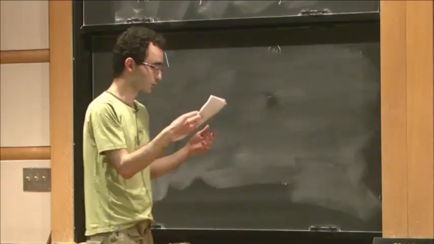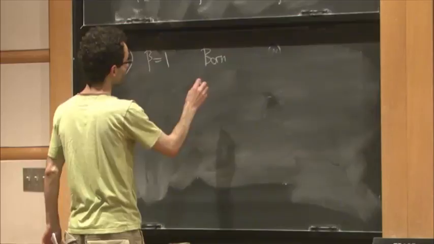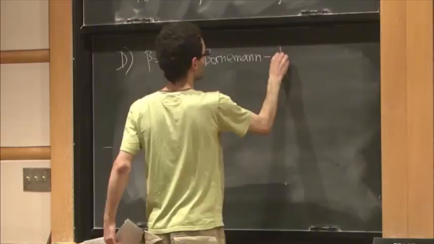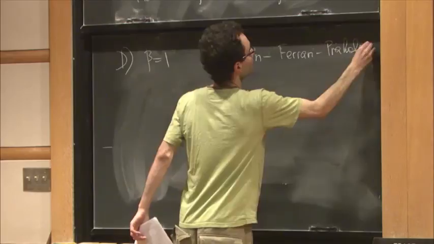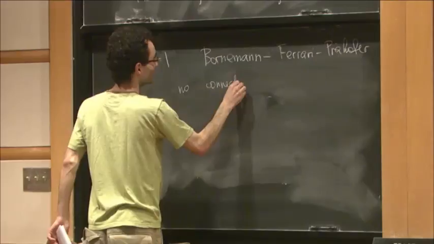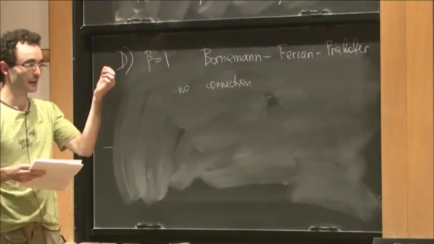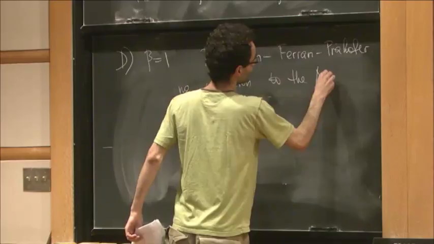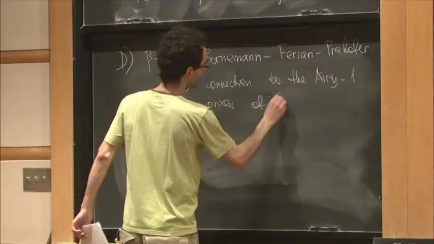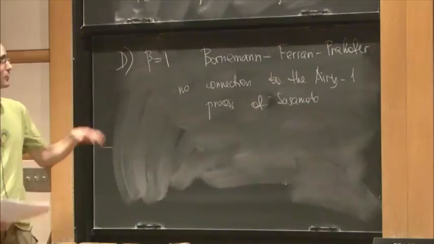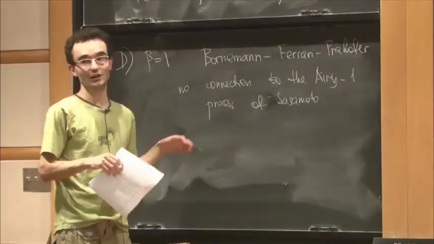There is quite convincing numerical work by Bornemann, Ferrari, and Praehofer, which tells that this has no direct connection beyond one point marginals to the Airy 1 process introduced by Sasamoto. That's why the connection of this talk to KPZ and to random growth in general is only indirect.